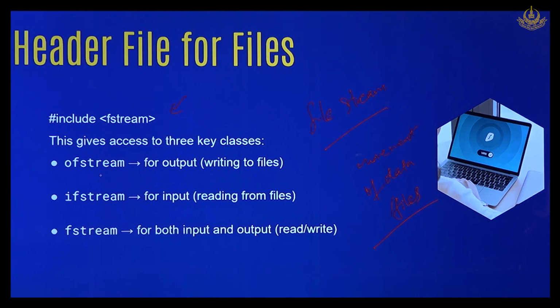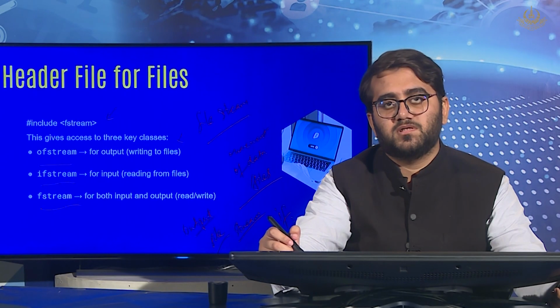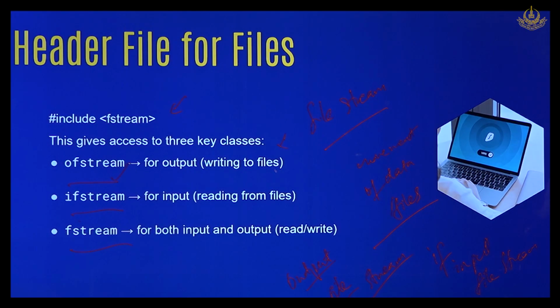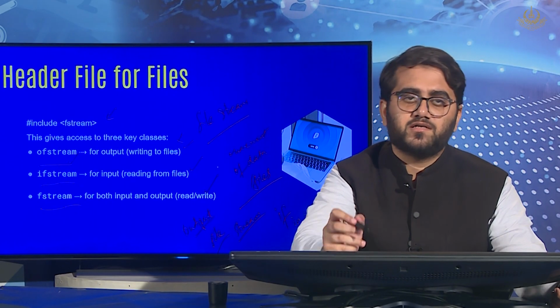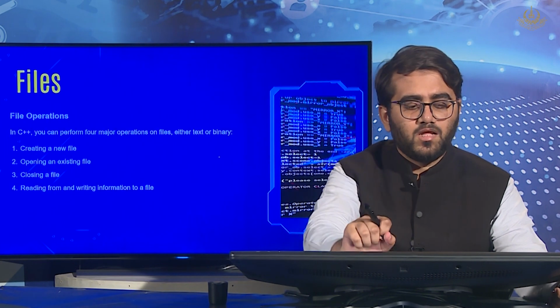Within the fstream header file, we have three classes: ofstream, ifstream, and fstream. ofstream is, it is O and F and then stream, output file stream. Similarly, some of you might have guessed that ifstream would be input file stream, and fstream is used for both of them. So you can use ofstream for writing files, ifstream for reading files, and fstream for both writing and reading purposes.